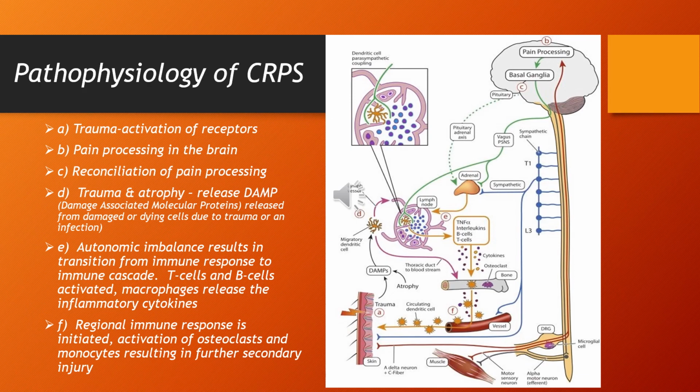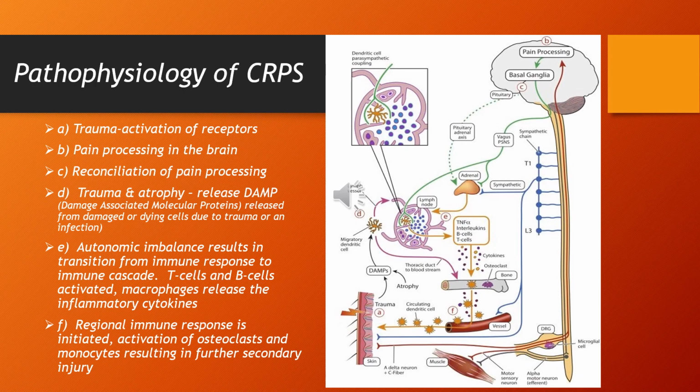Moving us to D, we have the trauma and atrophy releasing DAMPs, the damage-associated molecular proteins, which are captured by the dendritic cells and then migrate to the regional lymph node. We see this in the left side of the diagram. A small number of the dendritic cells will pass through the thoracic duct and into the bloodstream. So now we're into E, which is very center of the diagram.